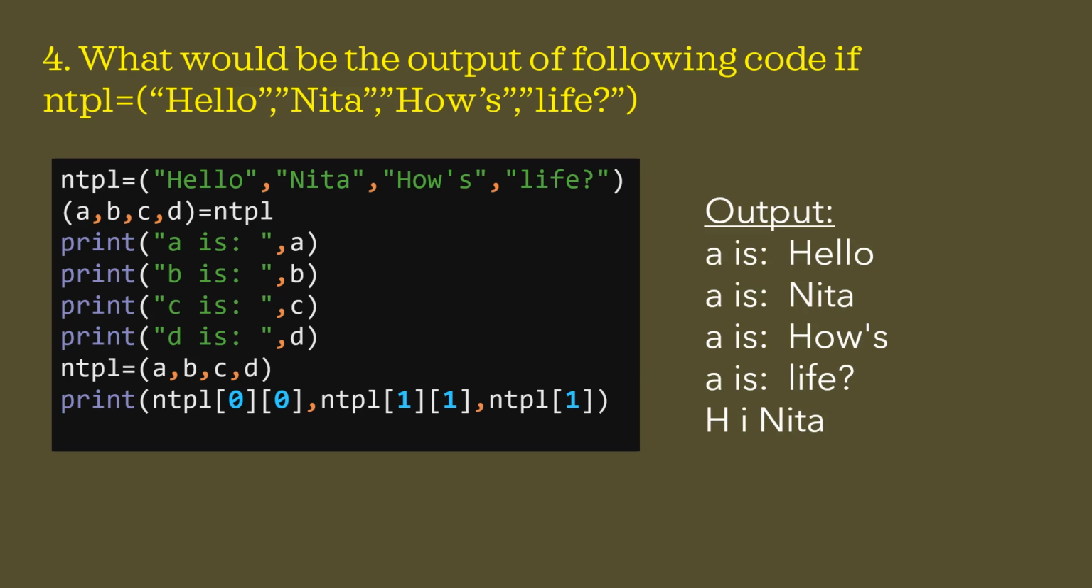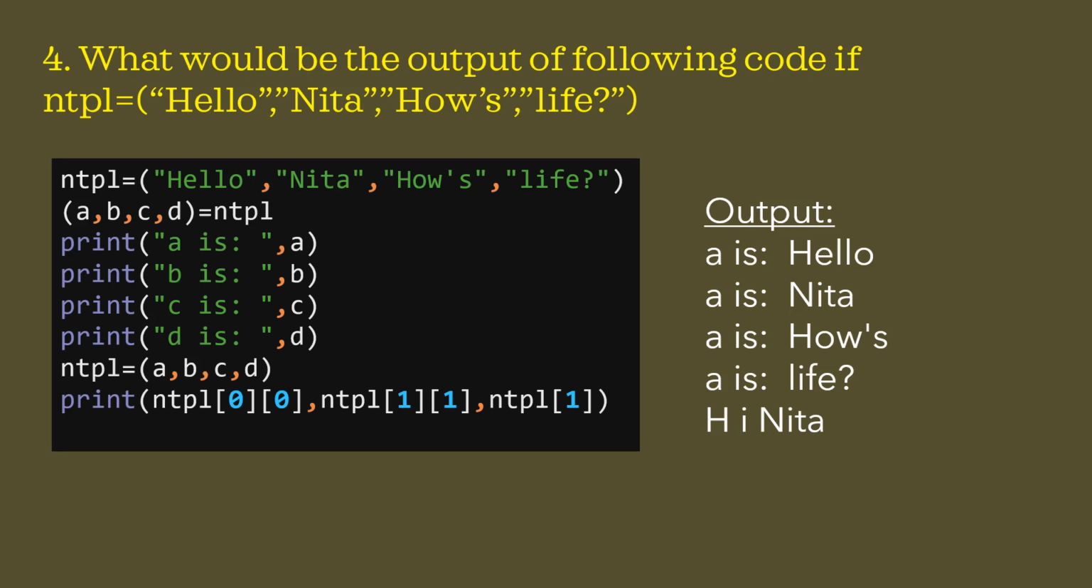Now again ntpl = ('a', 'b', 'c', 'd') in the form of a tuple. That means the same values which are defined in the tuple ntpl, that is 'hello', 'Nita', 'how is', 'life'. These are the 4 strings in the tuple ntpl. Now if you print ntpl[0][0], the value which is at index number 0 of the tuple ntpl is the string 'hello'. From that we are accessing the character present at index number 0, that is uppercase H. So that will be printed.